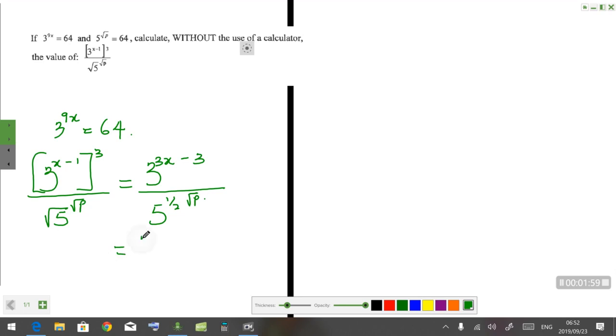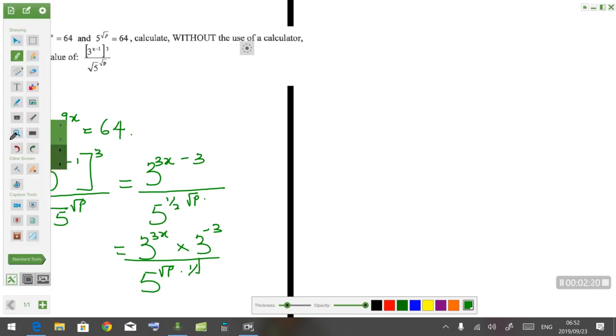And then, what does this mean? 3x times 3 to the power of negative 3. Lots of exponents there. These I can write again as 5 square root of p multiplied by half. This needs to go back up there. Let me clean that quickly. All right. So we have that line, and I'm just rearranging this expression here, bringing that forward.